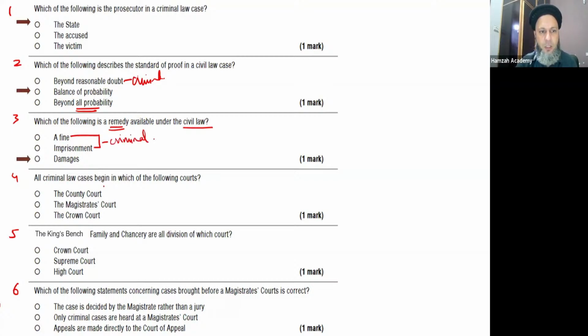Then, all criminal law cases begin in which of the following courts? That will be the magistrate court. King's Bench.